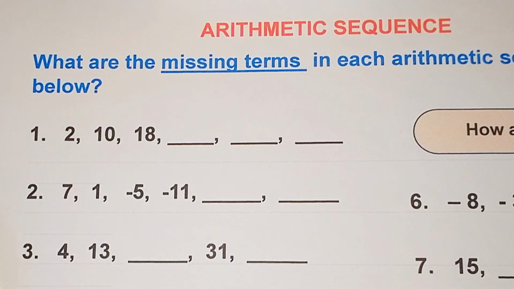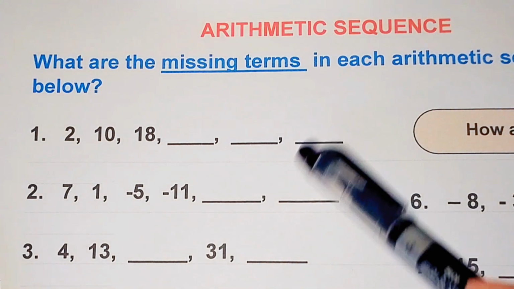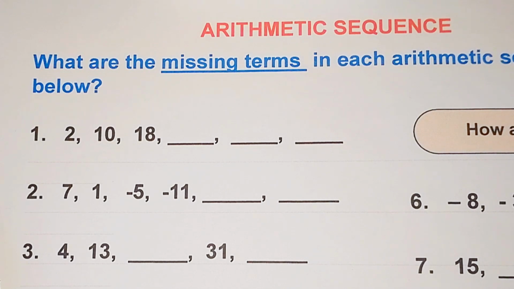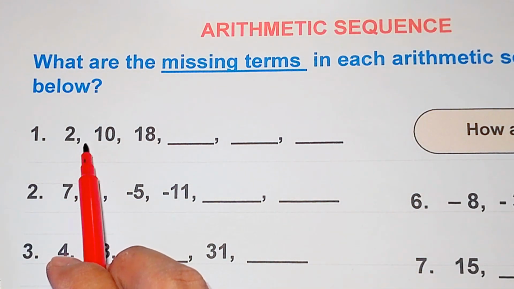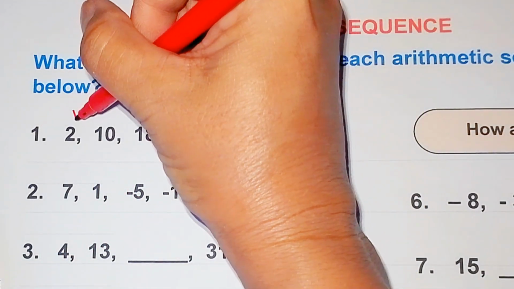What are the missing terms in each arithmetic sequence below? So it is already given that each is an arithmetic sequence. So we need to find the common difference in each sequence so that we can find the next terms or the missing terms. Let's look at the pattern here. This is plus 8. The common difference is 8.